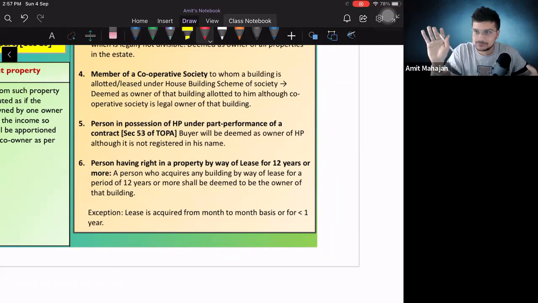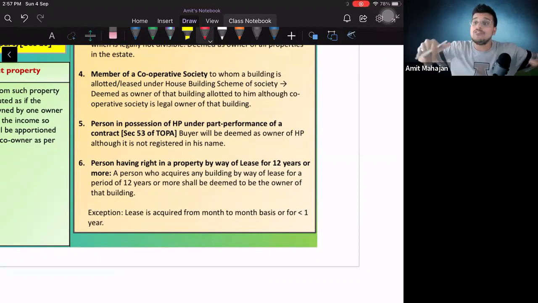Section 27, clause 0.6: person having right in property by way of lease for 12 years or more. If you have taken some property on lease for 12 years or more, it will be assumed that you are the owner and you'll have to pay tax on that. Owner only for taxation purpose. Yes, you cannot sit on it and refuse to return it if the owner asks for it back. They have said that you are considered as deemed owner.